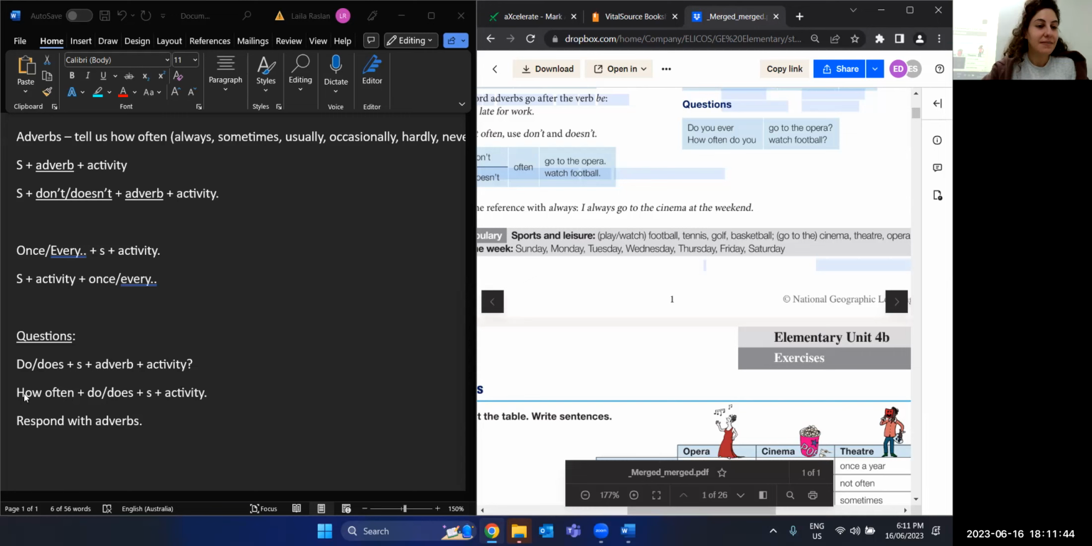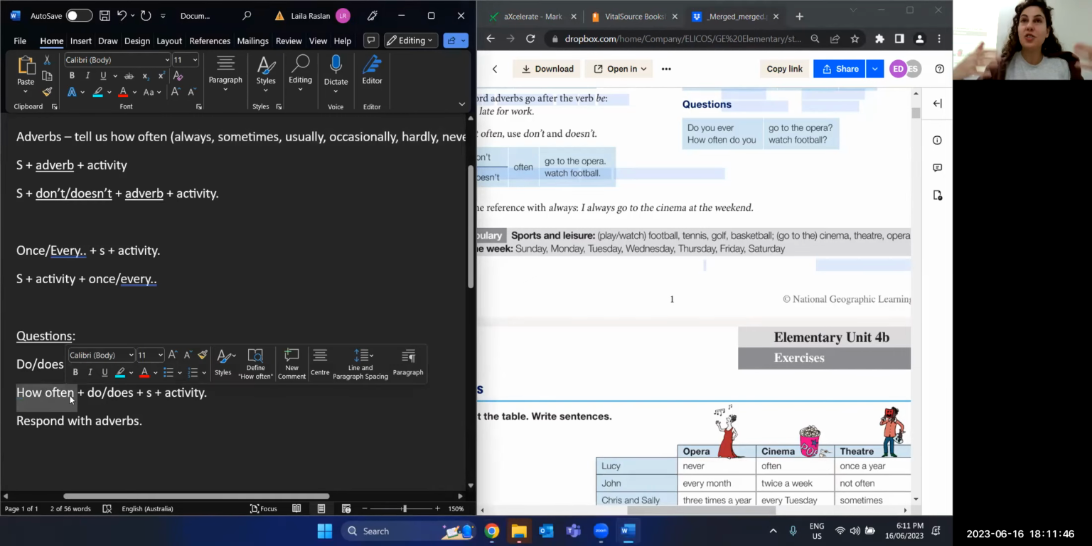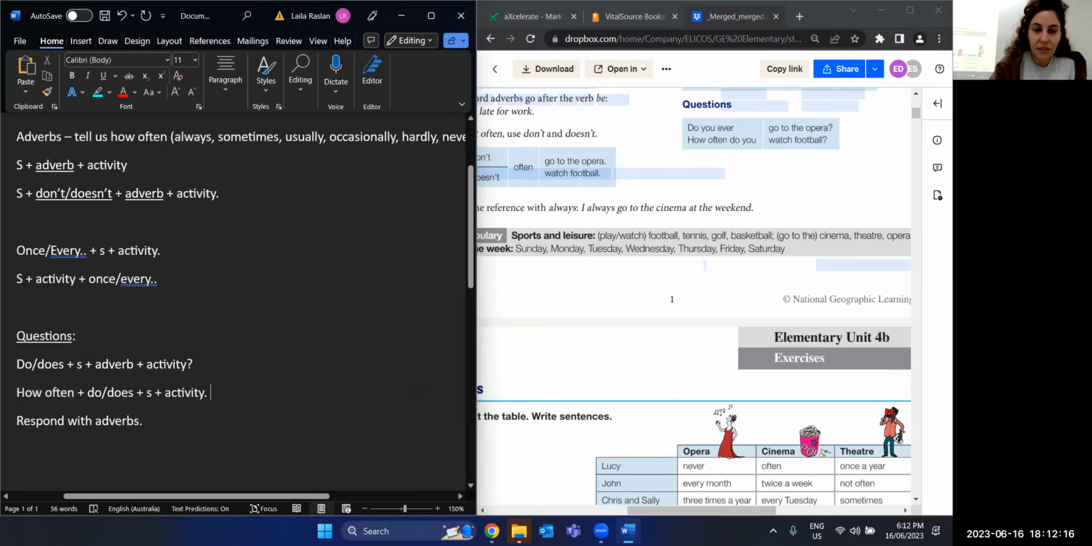How often? So after someone's told you the activity that they do, you can ask them, oh, how often? Because you want to know, do they do it once a week, once a month, once a year? You're interested to know how often. Every day? If someone told you they love reading books, you want to know, well, how often? Every day do you read a book or once a week? Like, how often? So that's what it means. How often? And it's a question.